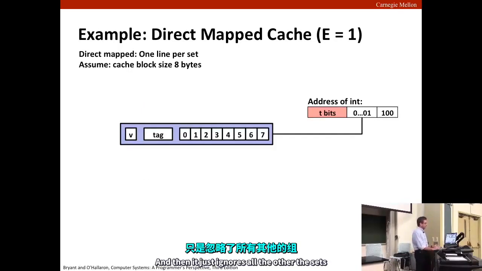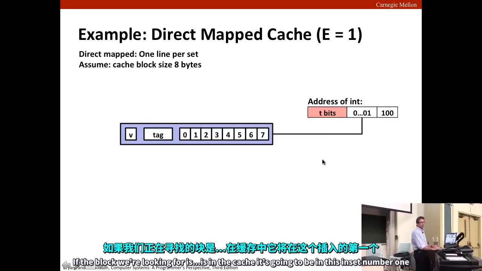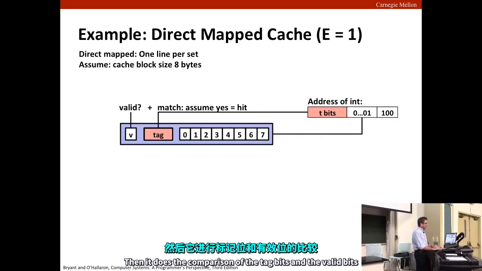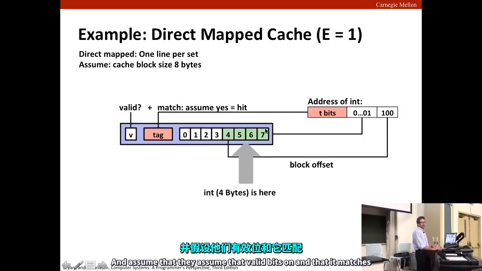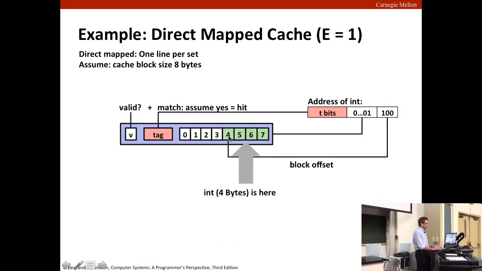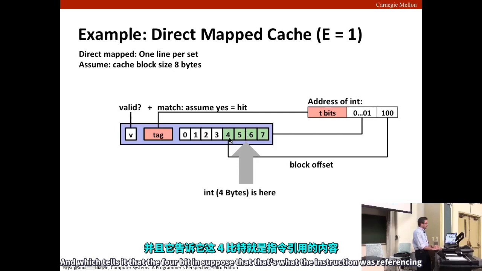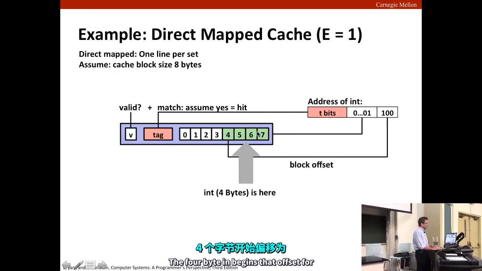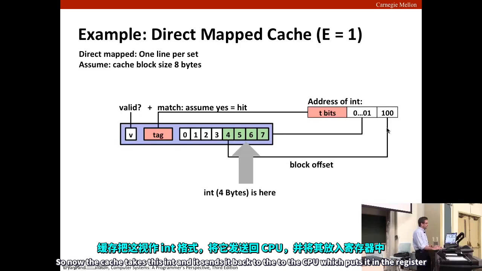And then it just ignores all the other sets. If the block we're looking for is in the cache, it's going to be in set number 1. Then it does the comparison of the tag bits and the valid bit, and assume that the valid bit is on and that the tag matches. Then it looks at the block offset, which is 4, and which tells it that the 4-byte int, suppose that's what the instruction was referencing, begins at offset 4. So now the cache takes this int and sends it back to the CPU, which puts it in the register. Okay.